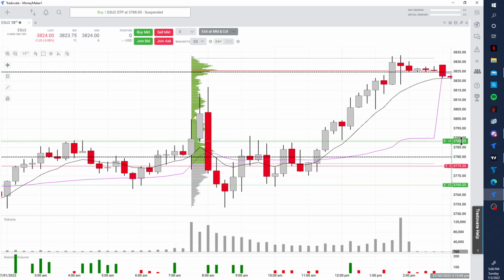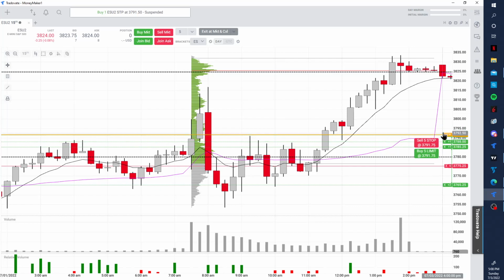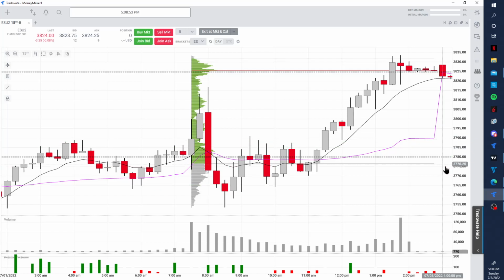Did anybody select that entry point after the candle that you entered on had already started rejecting, or did you go ahead and place that order right after the real strong down candle closed? So I actually market ordered right on the close.